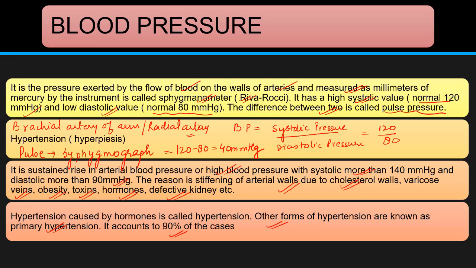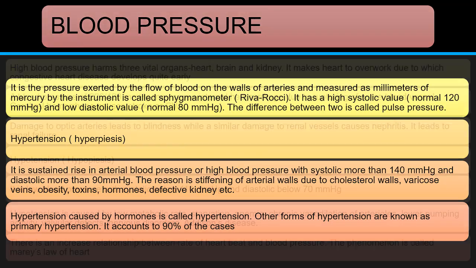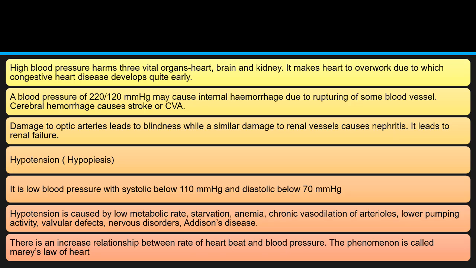Hypertension simply means what? High blood pressure. Okay. High blood pressure harms three vital organs: heart, brain, and kidney. It makes the heart overwork, due to which congestive heart disease develops quite early. Okay.